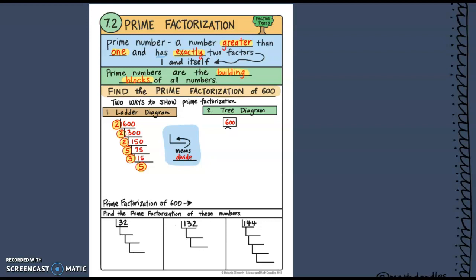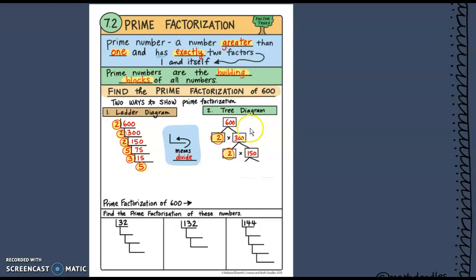Factor tree method, again, we want to start off with our composite number 600, and we want to think about what 2 prime numbers will give us 600. Well, again, we discussed that 600 is even. So we know that 600 you can divide by 2, so that's 2 times 300.